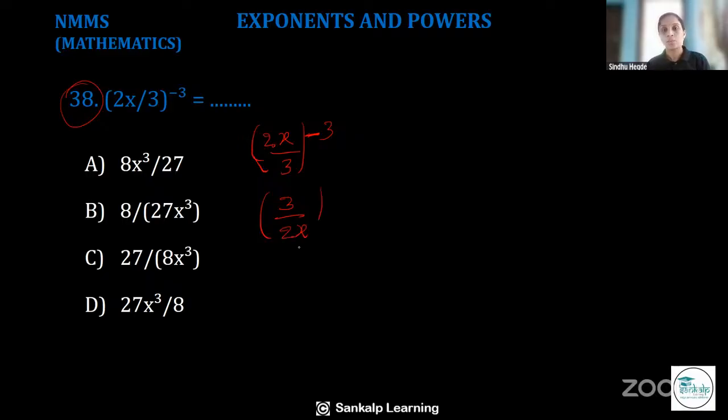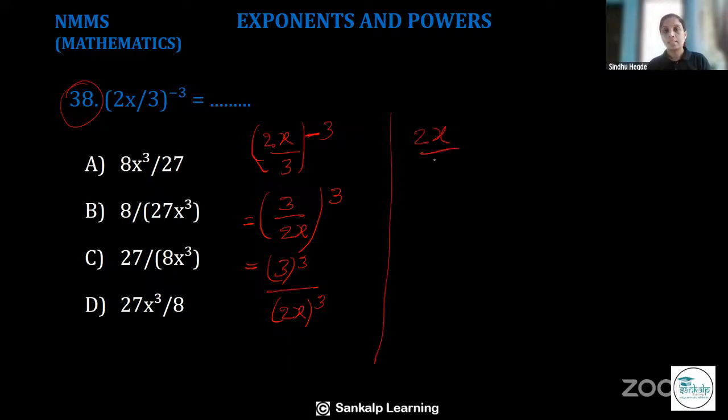Exchange them. So write the power outside as it is, but without the negative, because we have already taken the inverse. So write the power as it is: 3 divided by 2x whole raised to 3. Now find the numerator and denominator separately. We can write it as 3 cube divided by 2x cube. Take the numerator and denominator separately and cube them. So 3 cube by (2x) whole cube.